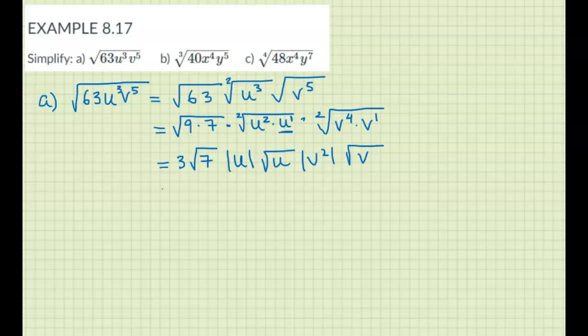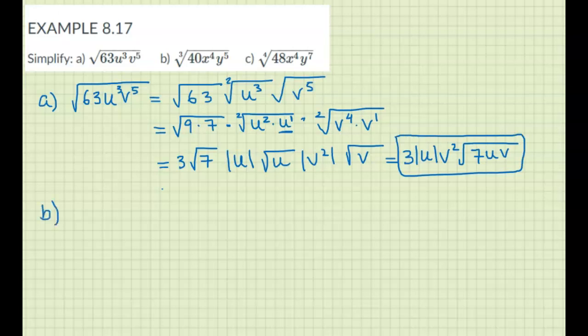Okay, so let's gather everything. So we have 3 square root of u. The v squared doesn't need a square root because it has that even power. It's already positive. And inside the radical, we have the 7 and the u and the v. So this is our final answer.